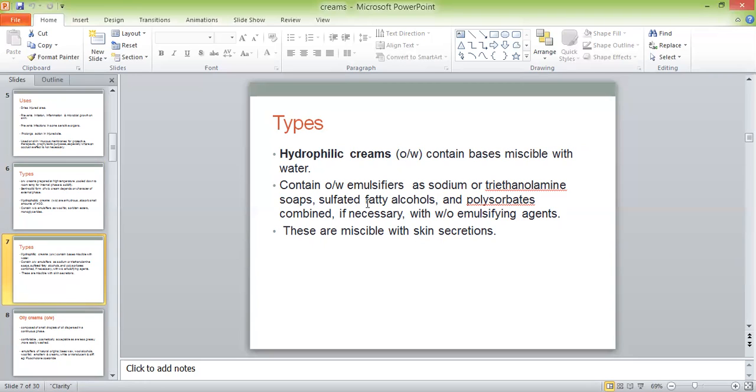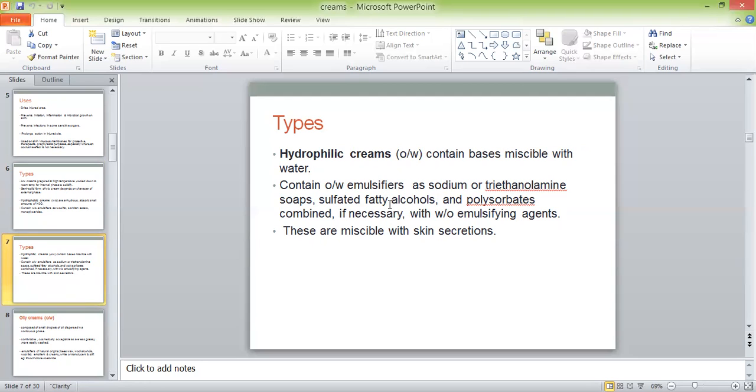Then we have sulfated fatty alcohols. Now they are formed after sulfonation of fatty alcohols, and fatty alcohols are obtained from coconut oil, from castor oil, and from palm kernel oil, and they are used as emulsifying agents, as wetting agents, and as foaming agents.